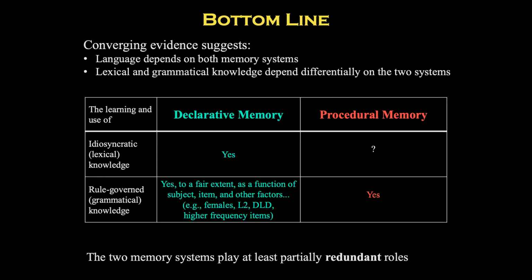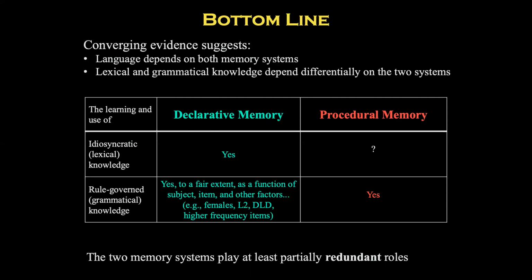In contrast, rule governed knowledge, that is grammatical knowledge, depends heavily on procedural memory, but also to a fair extent on declarative memory as a function of particular factors: subject level, item level, input level, and other factors. For example, females on average tend to depend more on declarative memory for certain aspects of grammar than males, second language learners (L2) compared to first language learners, kids with developmental language disorder, formerly known basically as SLI, compared to typically developing kids, or higher frequency items.